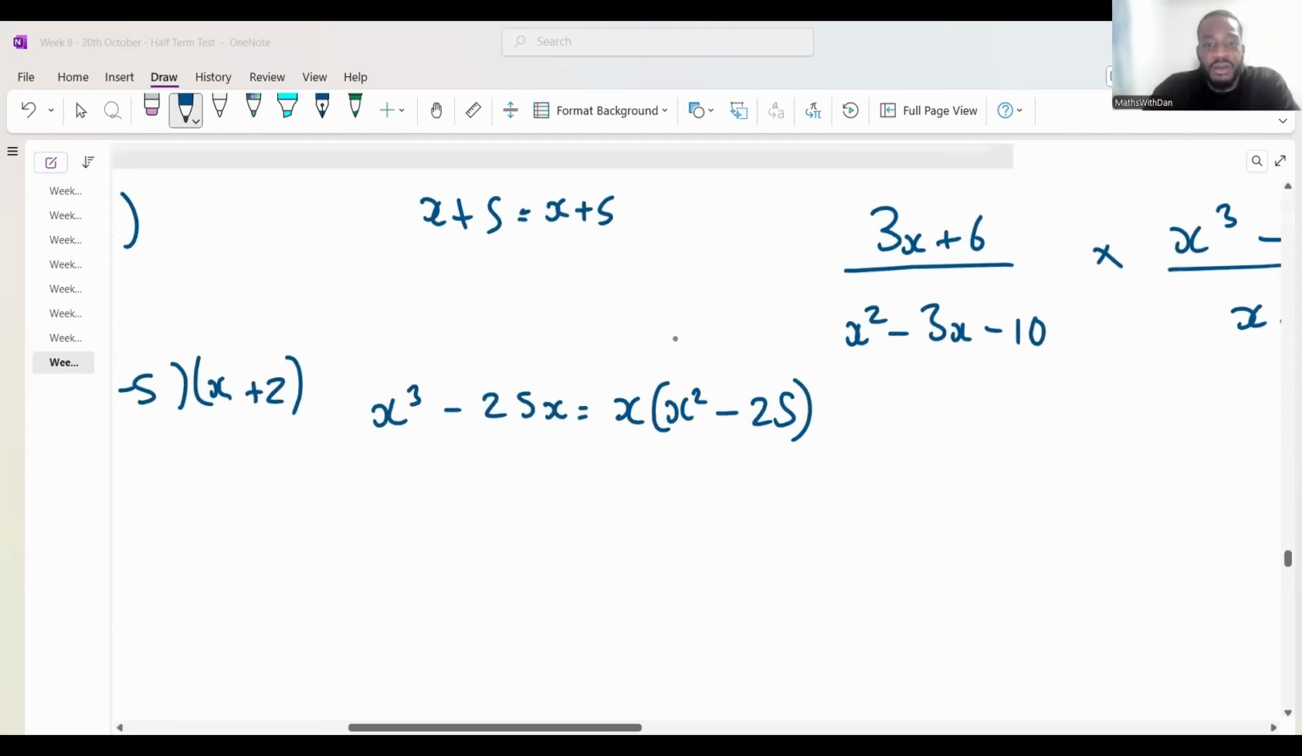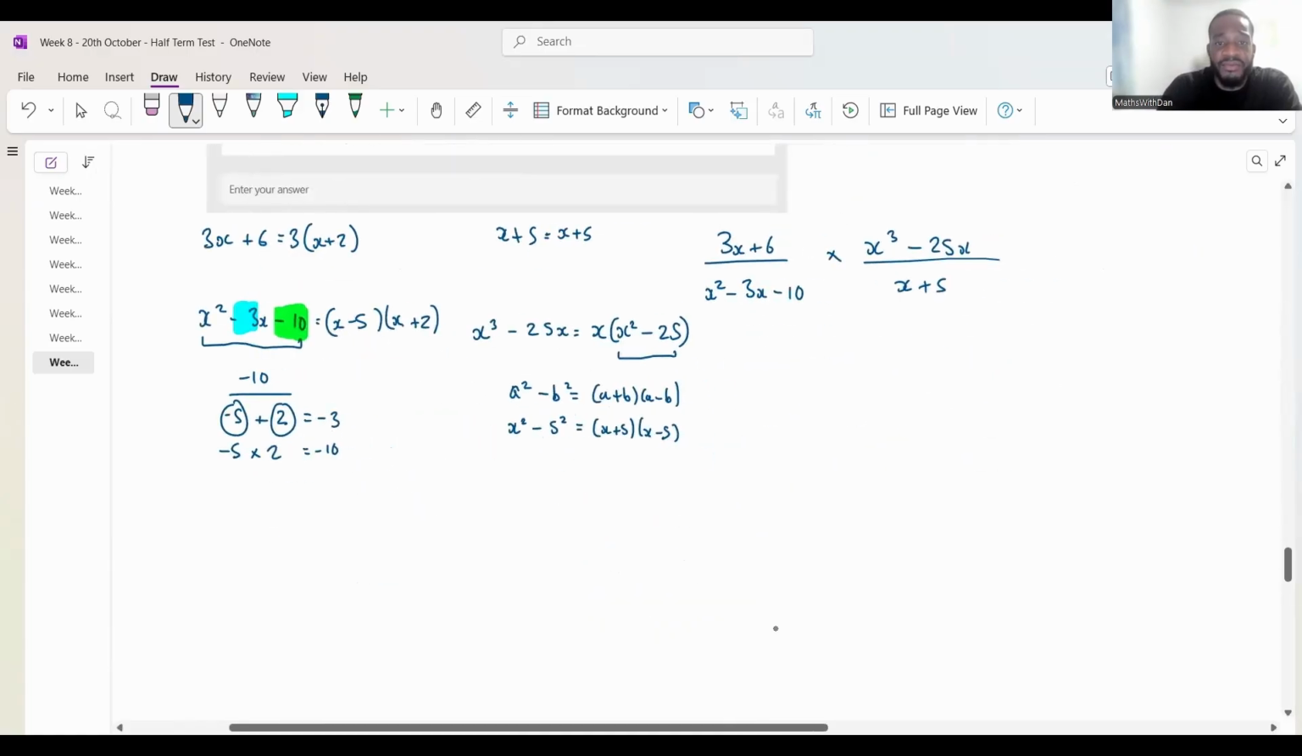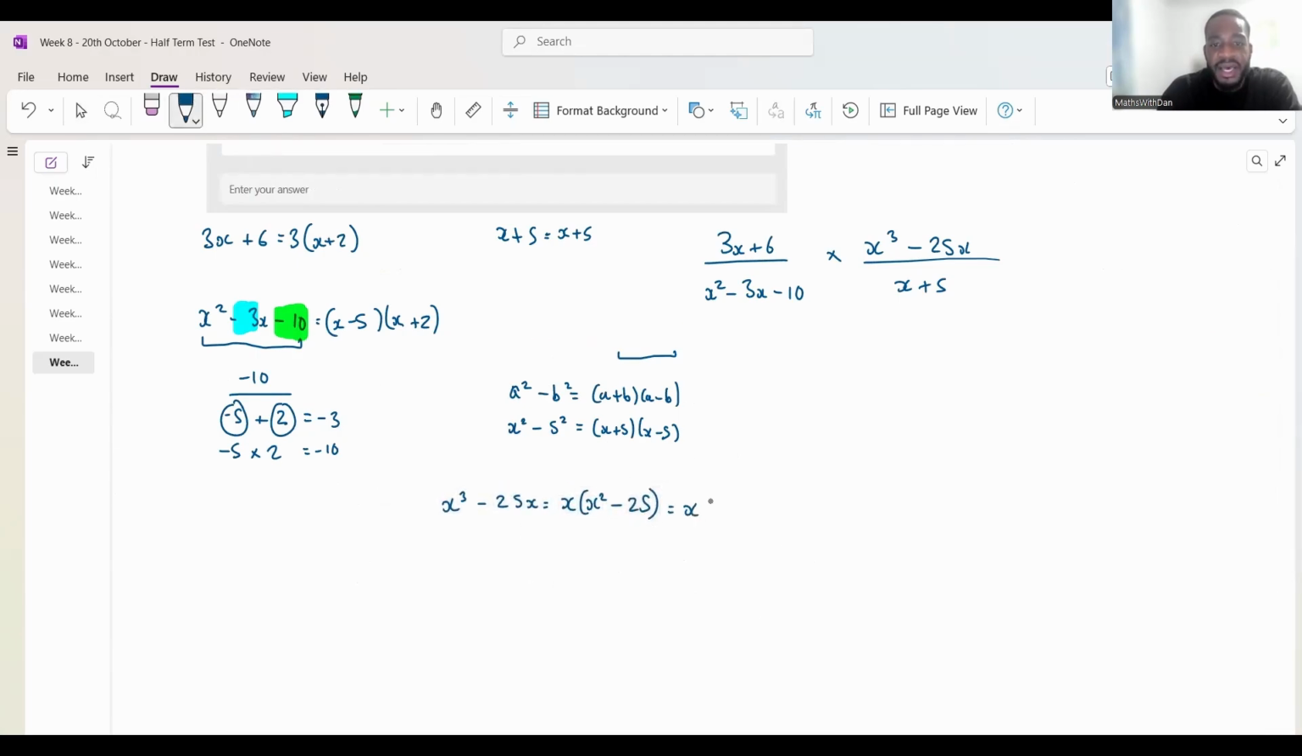Fantastic, Maya. Well done. x squared minus 25. Remember, we saw this in question one. This is the difference of two squares. a squared minus b squared is equal to a plus b, a minus b, right? x squared minus 25 is the same as x squared minus 5 squared. So it's x plus 5, x minus 5. So actually this right here factorizes to become x and then x plus 5 and then x minus 5, like that.